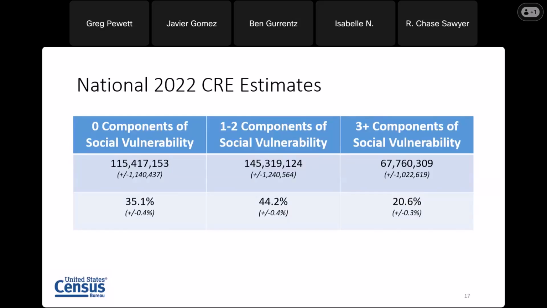For example, from the 2022 CRE data, which was released on January 30th of this year, we found that approximately 115.5 million people across the United States have 0 components of social vulnerability. We see that over 145 million people, or about 44% of the population, have 1 or 2 components of social vulnerability. And finally, we estimate that almost 68 million people live with 3 or more components of social vulnerability.